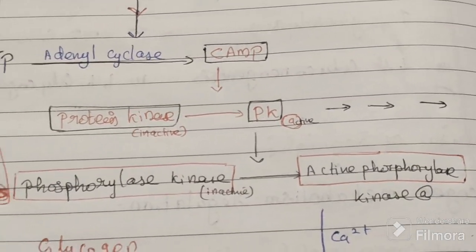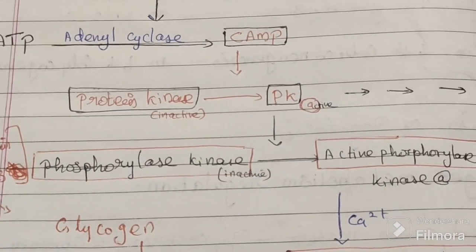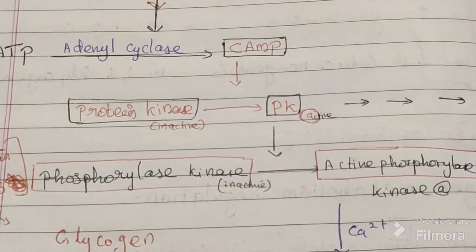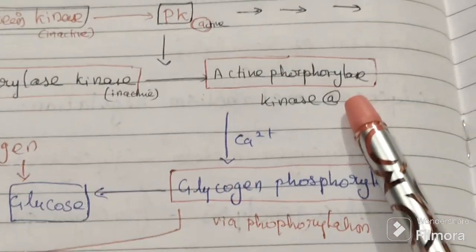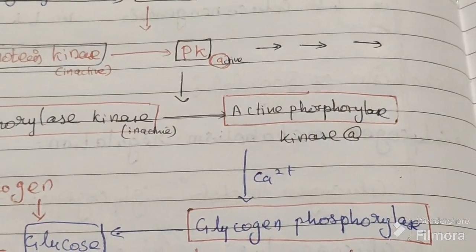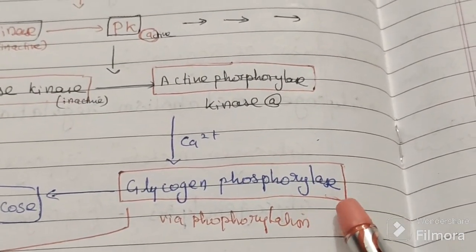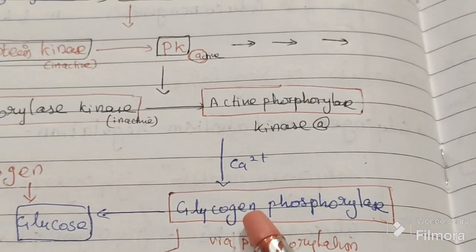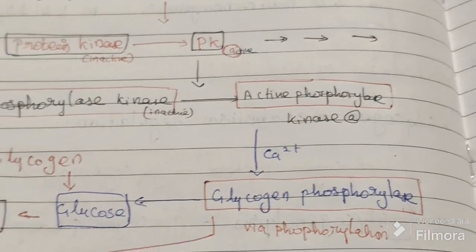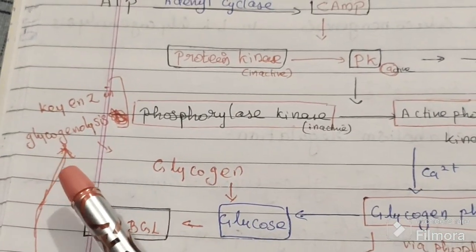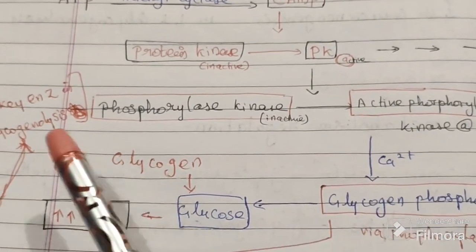This protein kinase stimulates phosphorylase kinase. This is inactive, and it is converted into active phosphorylase kinase. This active phosphorylase kinase activates glycogen phosphorylase via phosphorylation. This glycogen phosphorylase is the key enzyme of glycogenolysis.